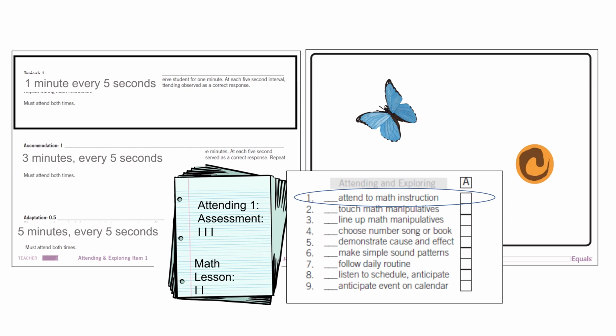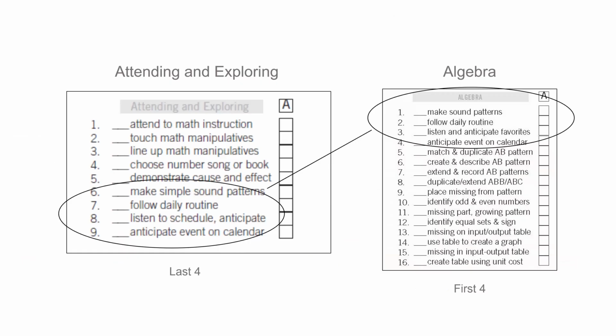This scoring portion of the Attending and Exploring Screening Tool, that's the whole screening tool, is found in Members Only in the assessment folder. Say you give the Attending and Exploring Screening Tool and you find out your student got more than 6 on that, I'm going to jump to Algebra. You can take the last 4 items of the Attending and Exploring Screening Tool and enter them into the first 4 items of Algebra. You put the scores right in because they're identical.